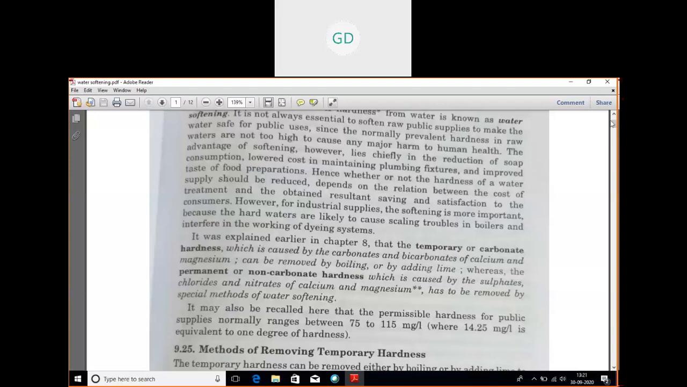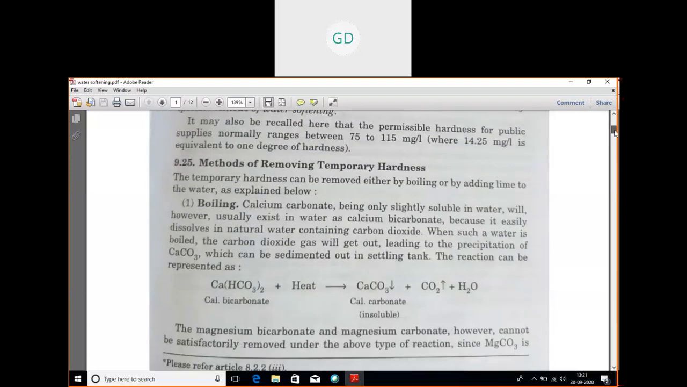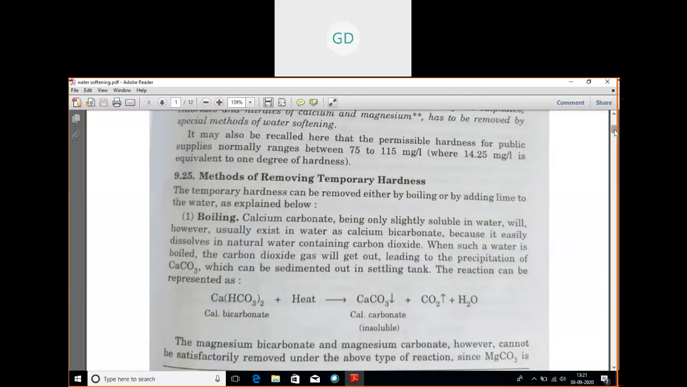Temporary hardness can be removed easily. Okay, it's not that tough to remove, or it doesn't need a very hard process. So number one is your boiling. Okay, so when you boil the water, what happens? The calcium carbonate, or you can say the calcium bicarbonate, that is present in the water. Because we are studying about hardness, and we know that hardness is what? Carbonates and bicarbonates of calcium and magnesium.